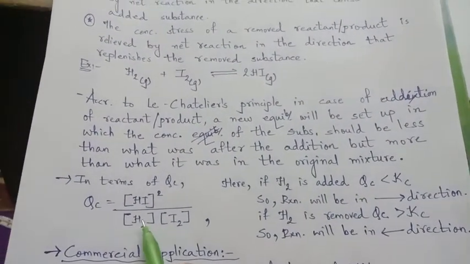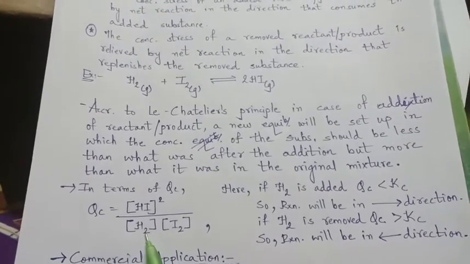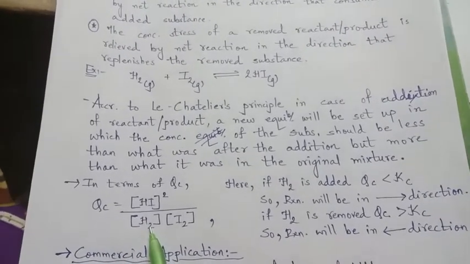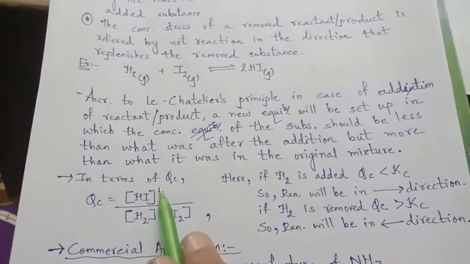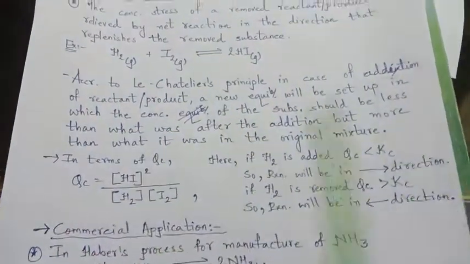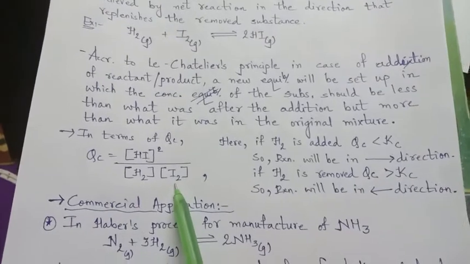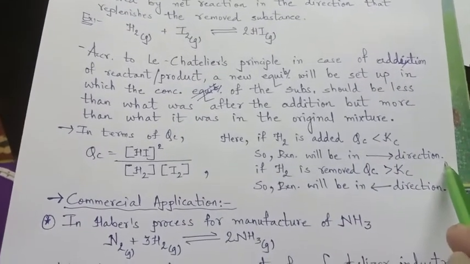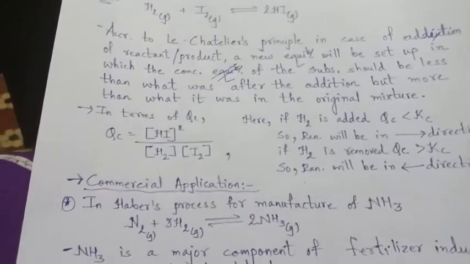And here, as H2 is added, the value of Qc will be less than Kc. And if H2 is removed, then Qc will be greater than Kc and the reaction will be in the backward direction. So this is the main thing which we have to keep in our mind. Qc less than Kc, forward direction, product side, and Qc greater than Kc, backward direction, reactant side.